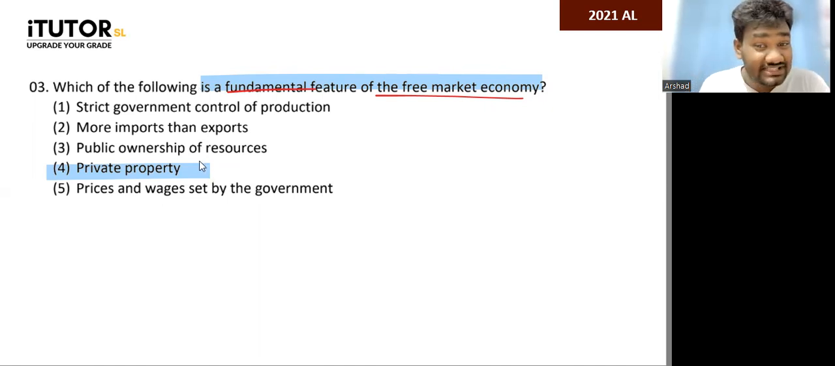All the other features are from a command economy, right? Strict government control, more imports than exports, that's not really a feature of any economy, right? Public ownership, command economy. Prices and wages set by the government, again, a command or planned economy. Okay, done. Then we go to the next.